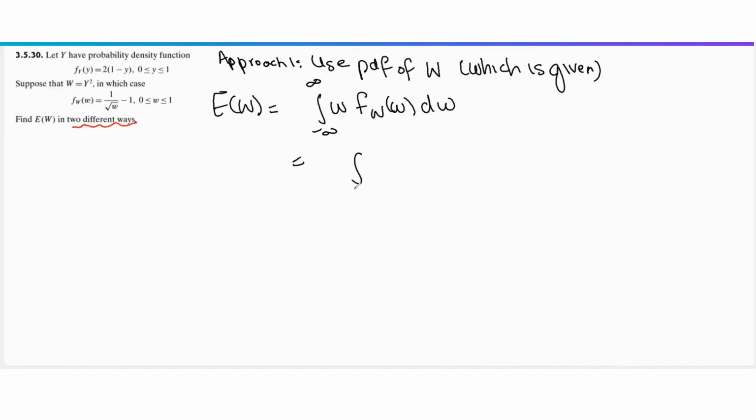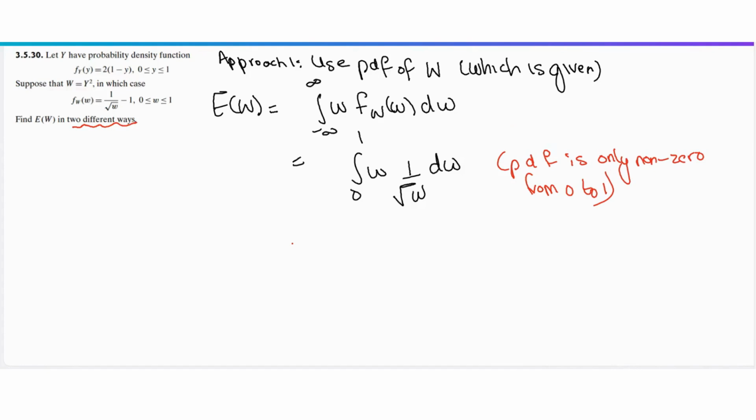So now we can write this as an integral from 0 to 1 of w times 1 over the square root of w, right? Because this is the only range where the PDF is non-zero. In general, the integral is from minus infinity to infinity, but in this case, we reduce it over the universe 0 to 1, where the PDF is non-zero. So now we just simplify this a little bit to do the integral.